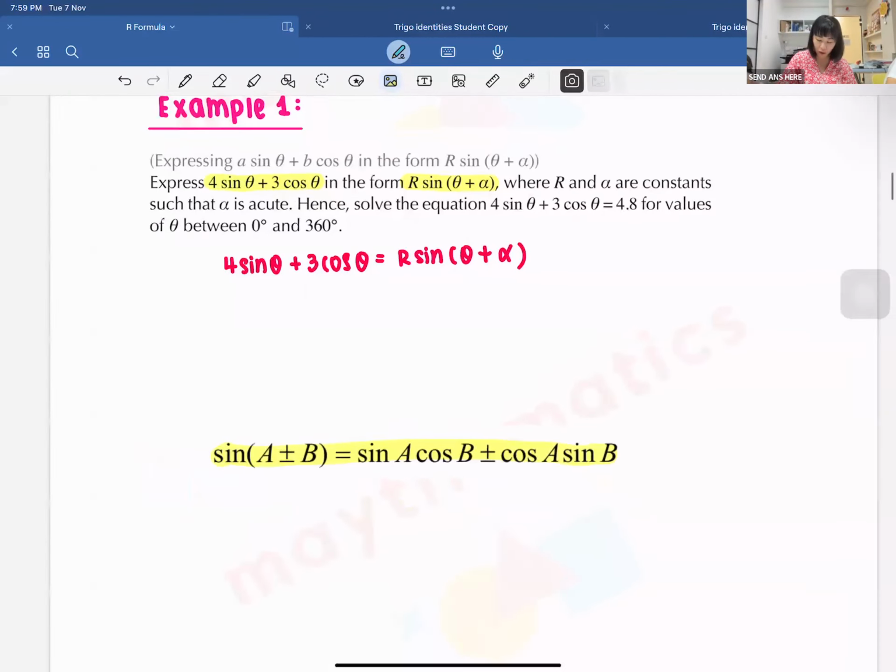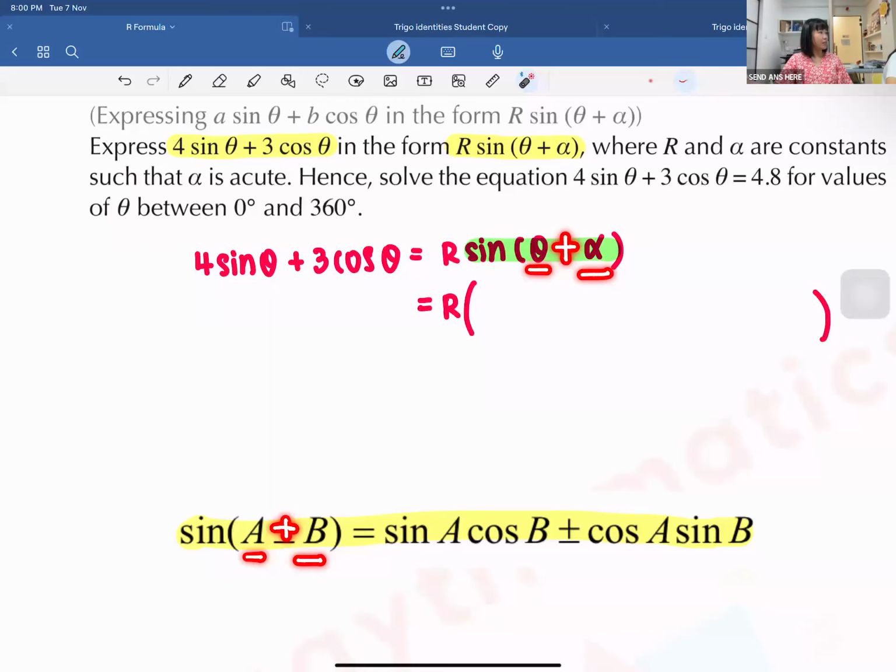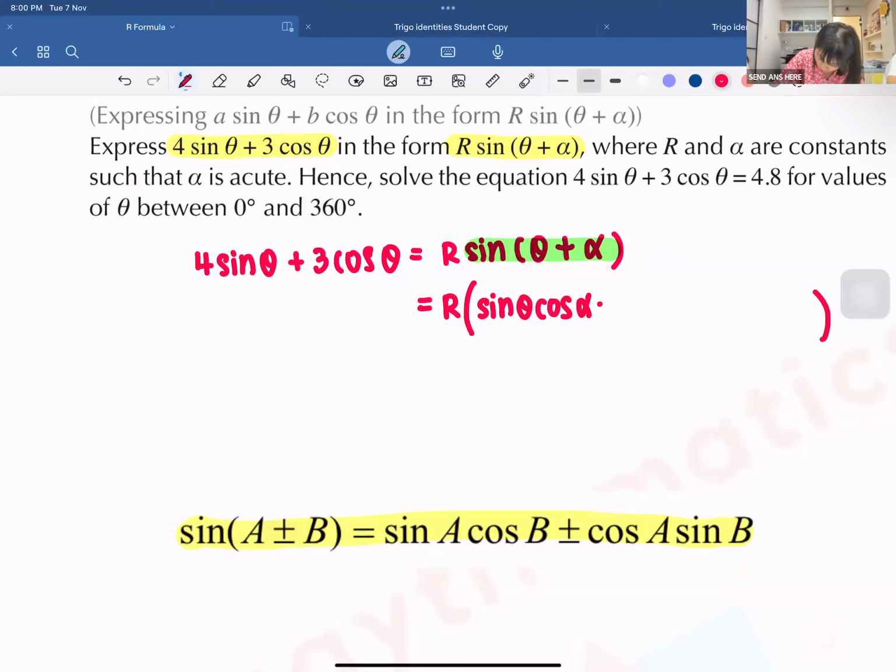Okay, if I apply the formula, how does it look? Now, the R stays in front, please help me put the big bracket right there. Now I'm going to apply the addition formula for this one. Sine theta plus alpha. So can you see your theta is like your A, plus here, alpha is like your B? So when you expand out, it should be like this. Let's copy exactly what they give us. Sine A is sine theta. Cos B is cos alpha. Plus. If here plus, here plus. Cos A is cos theta. Sine B is sine alpha.